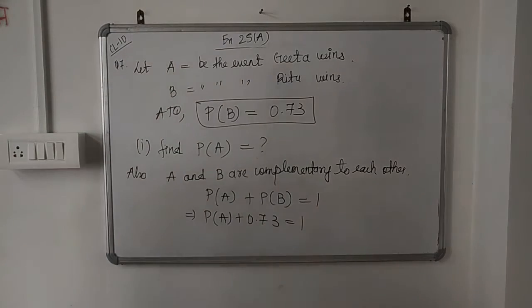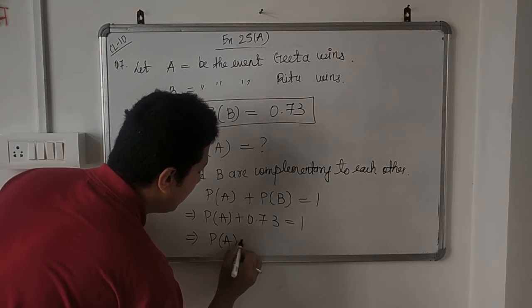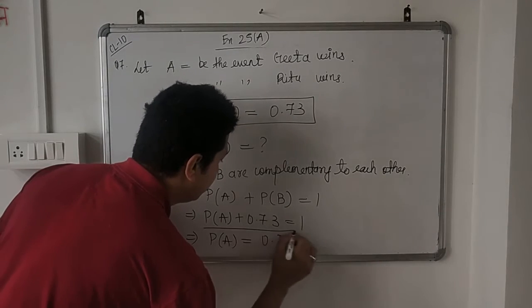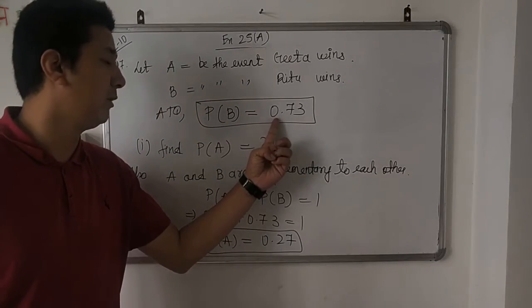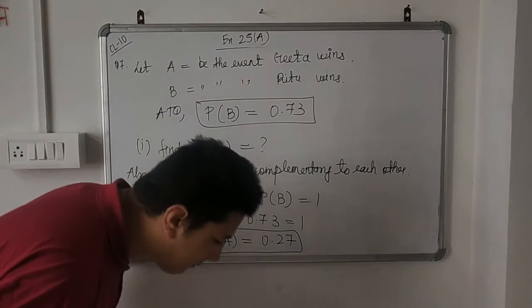So how much? 0.27. Let's calculate. So the probability of Geeta winning the game is 0.27. So Ritu has a greater chance to win the game because of 0.73. So this is number 7 part 1. We move to number 7 part 2.